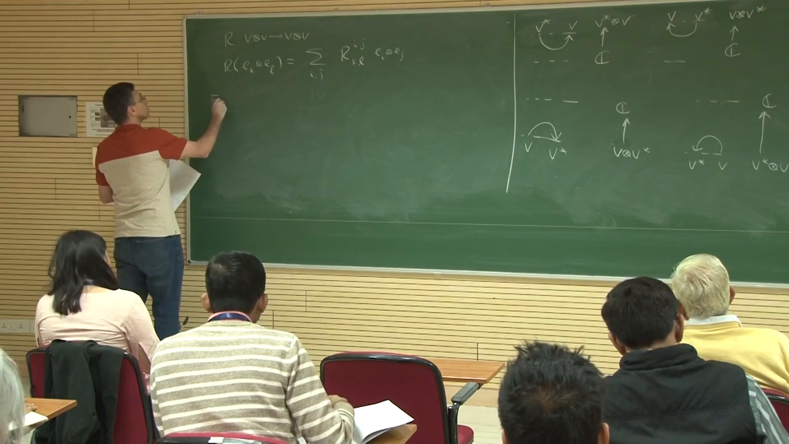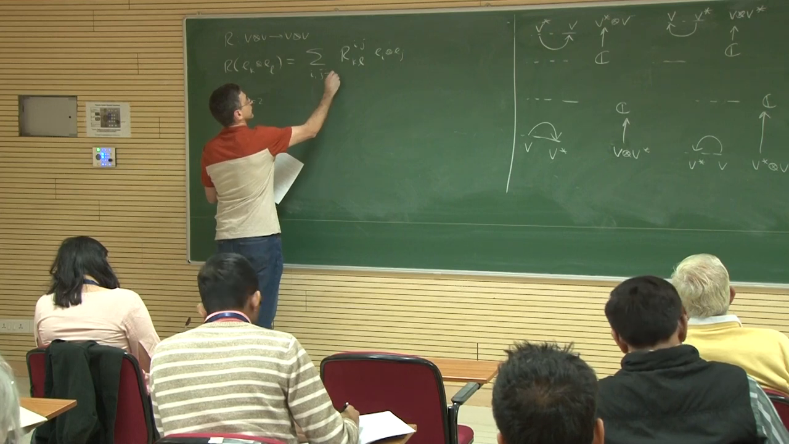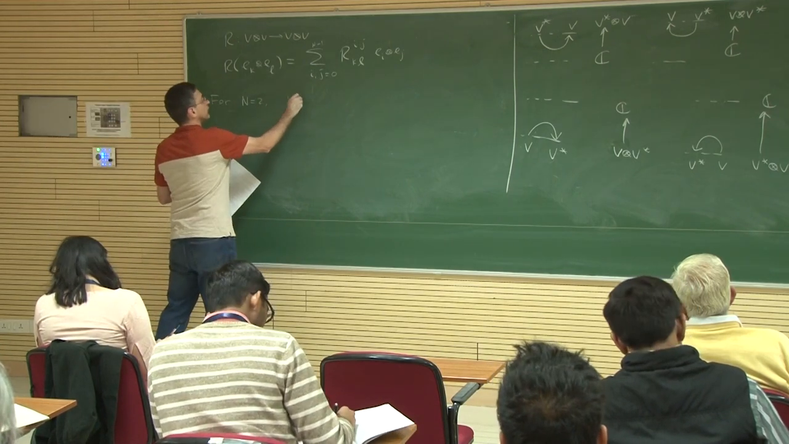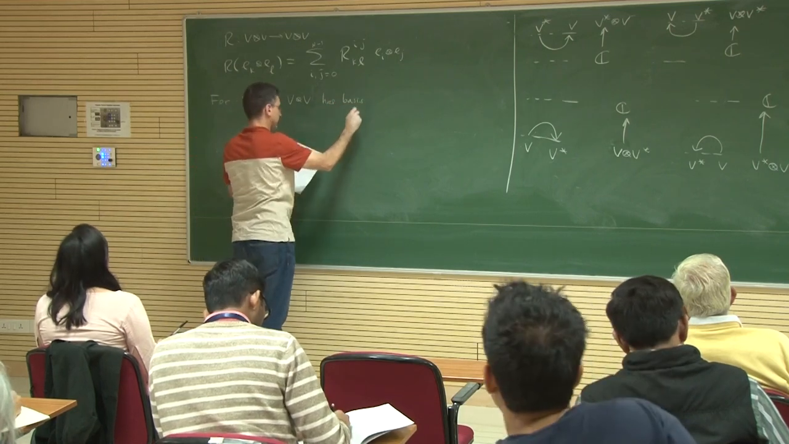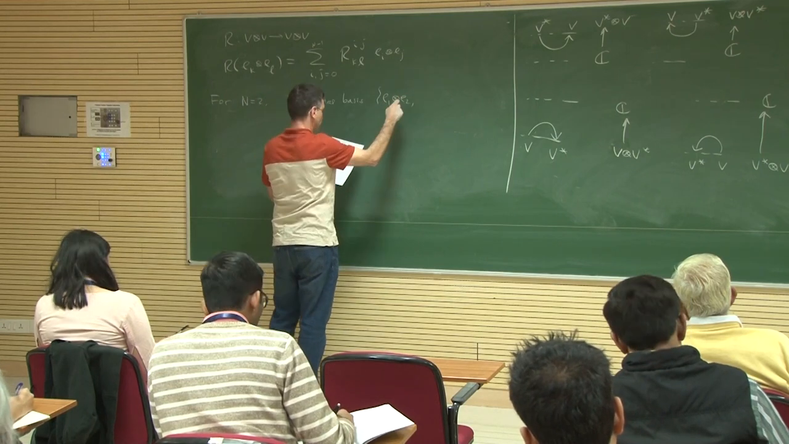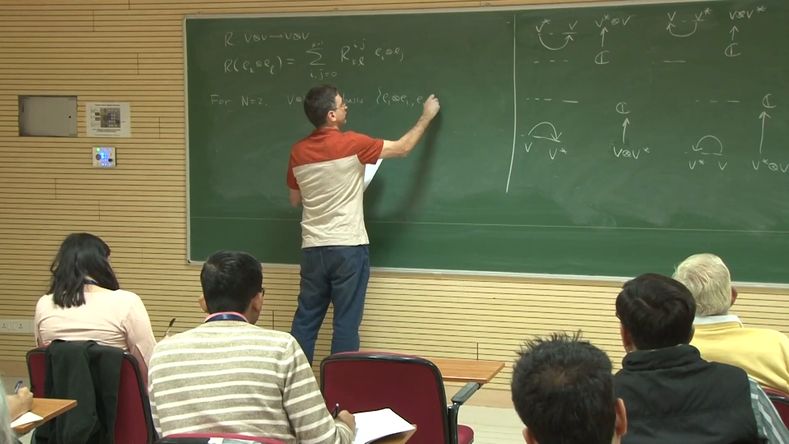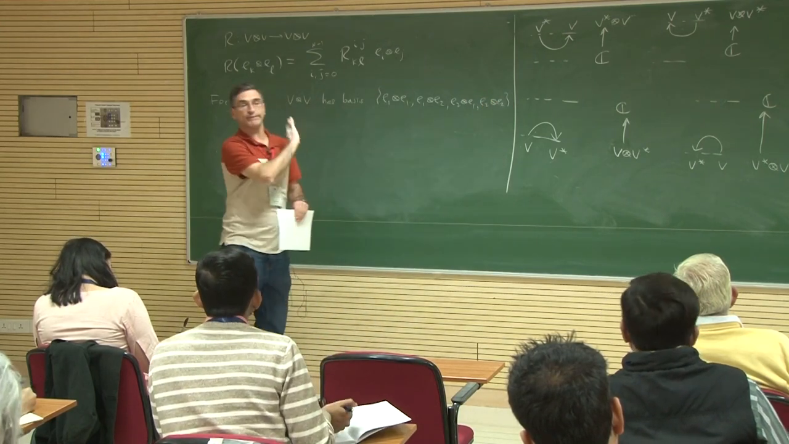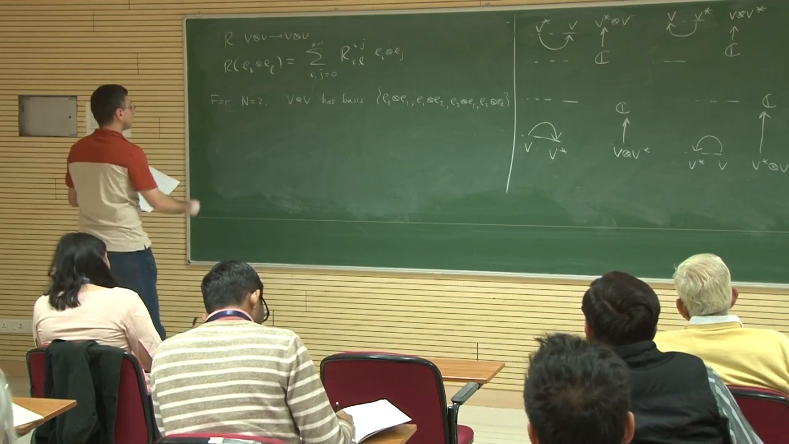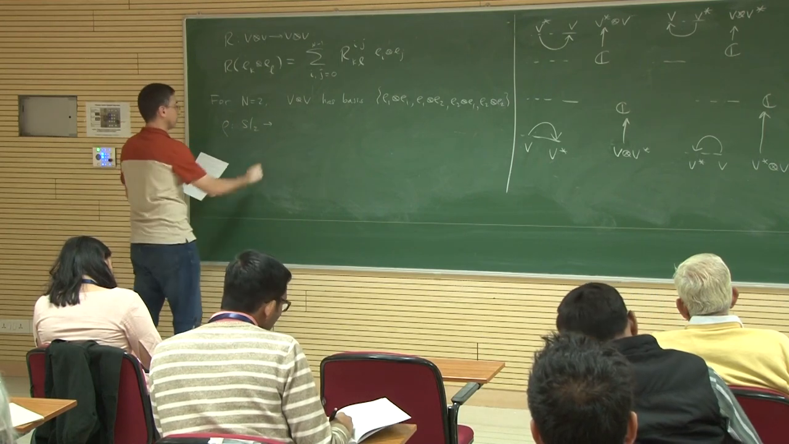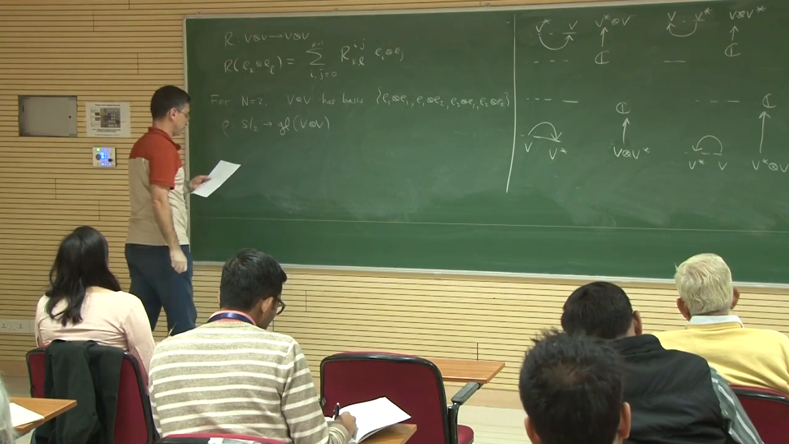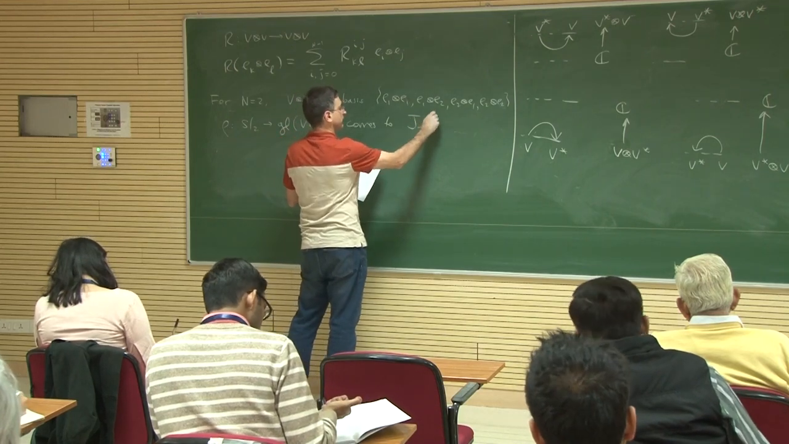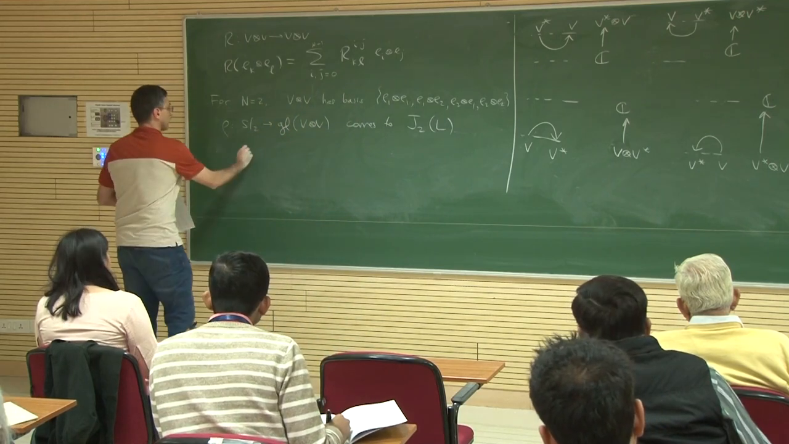So for n equal to 2, we've got here, it looks like that. Okay? So for n equal to 2, we have V tensor V, let's give it a particular basis: E1 tensor E1, E1 tensor E2, E2 tensor E1, and E2 tensor E2. With that fixed basis, we can write down a matrix. So the representation rho from SL2 into GL of V tensor V, corresponding to the Jones polynomial J2 of L, is given by the following R matrix.